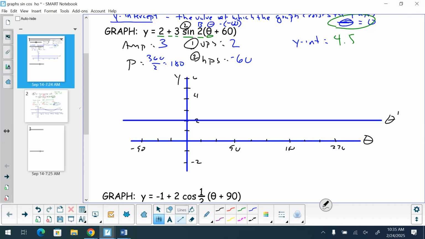Sine tells us peaks and valleys of prime axis. Which one? Prime axis. So at negative 60, we're on the prime axis.